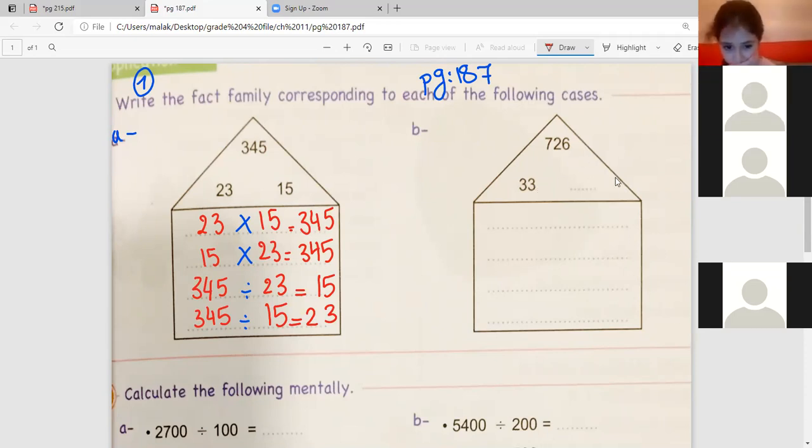Yala, yala. You will find the missing number. And the answer has to be 726. The same way. How will we find the missing number?